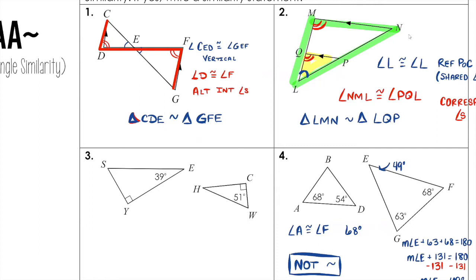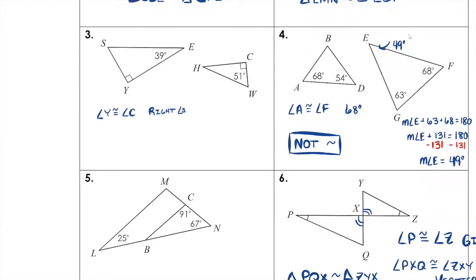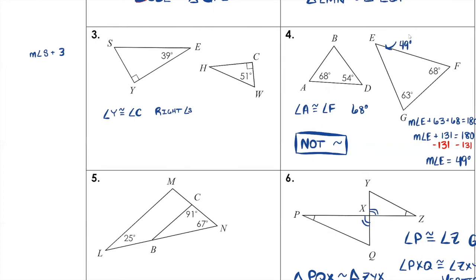What about number 3? What congruent angles do we have? Angle Y is congruent to angle C, because they're both right angles, and no matter what, right angles will always be congruent. And then each triangle is missing the third angle. So we need to either verify that S is 51 or that H is 39. Who do you want to look for? So measure of angle S plus 39, and I'm going to use the complementary theorem so we don't have to do math twice, equals 90.